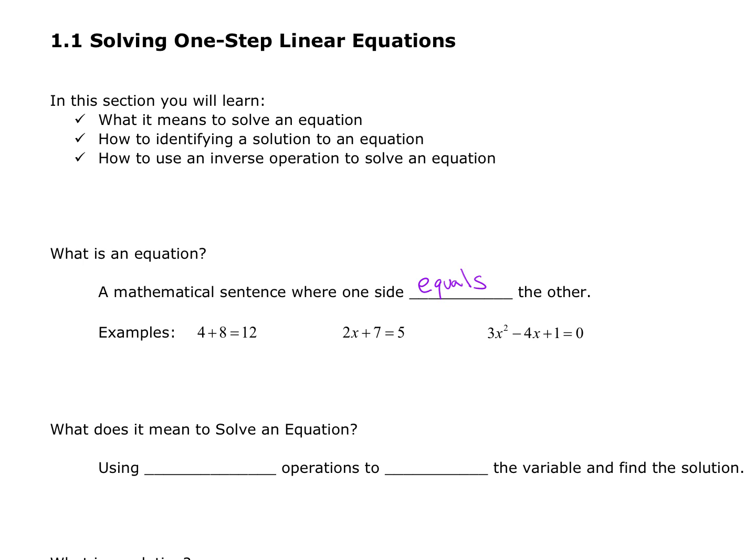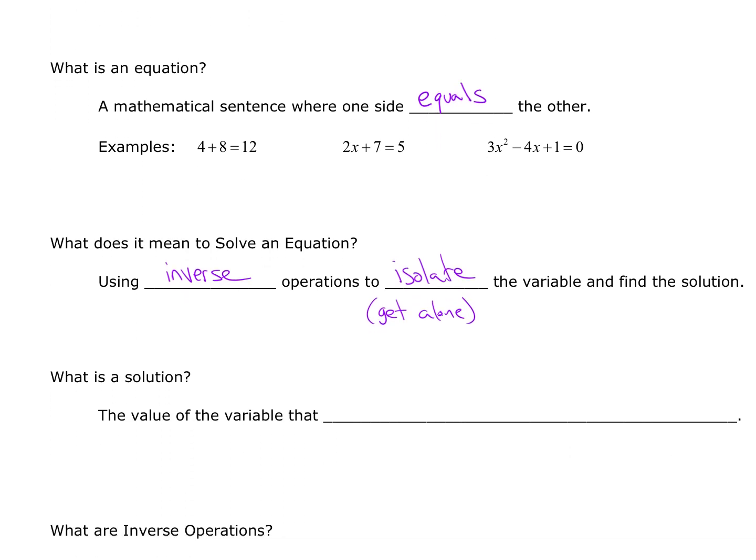It means using inverse, I-N-V-E-R-S-E, using inverse operations to isolate the variable. What does isolate mean? It means get by itself, or get alone, the variable. And find the solution. So let's talk. What is a solution?